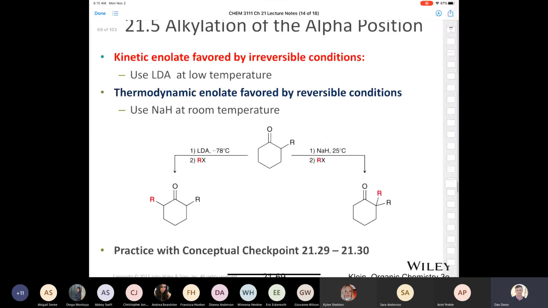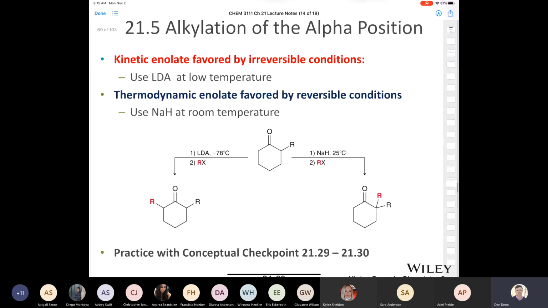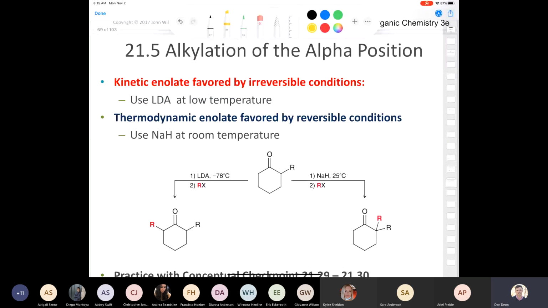The kinetic enolate is favored by irreversible conditions. And what would those be? Those would be simply treatment with a strong base at a low temperature, minus 78 degrees. And if you're wondering, why minus 78, why wouldn't they round that off to minus 80? It's because when you make a mixture of dry ice and isopropanol, that gives you a bath that is minus 78 degrees Celsius. And it's very commonly used in the organic chemistry lab.